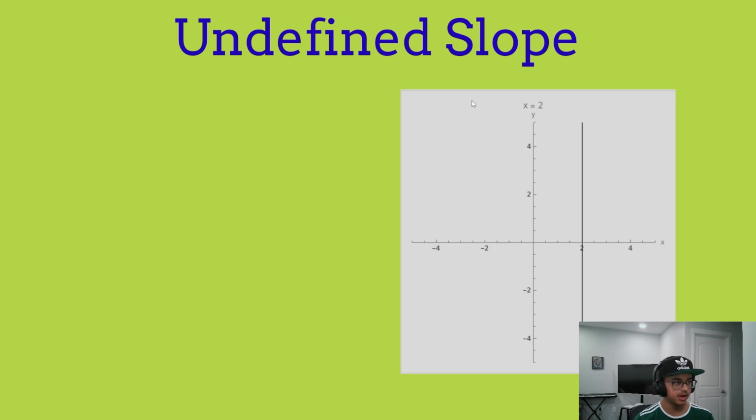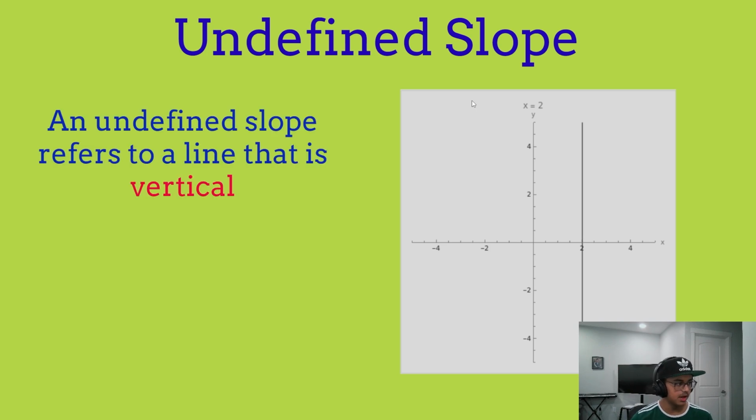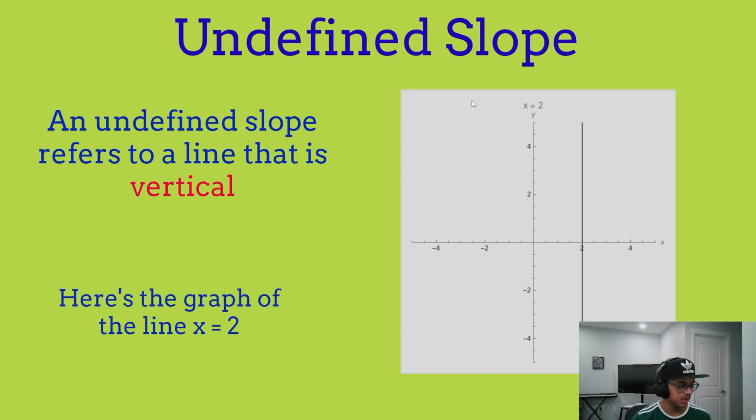And now let's talk about an undefined slope. An undefined slope refers to a line that is vertical. And in this case, we're graphing the line x is equal to 2. So an undefined slope is basically where there is no y in the equation and there's only x. So in this case, we're using x is equal to 2, and it's just a vertical line that goes through x is equal to 2.